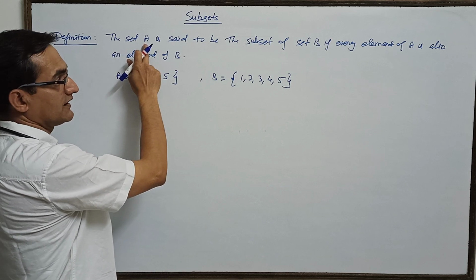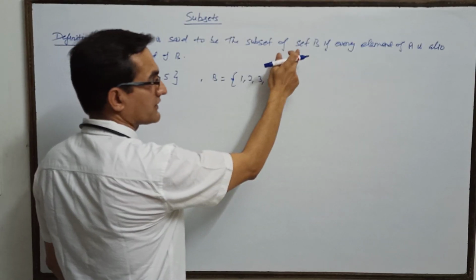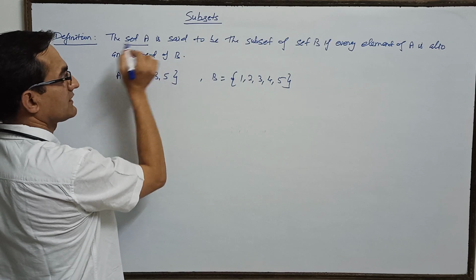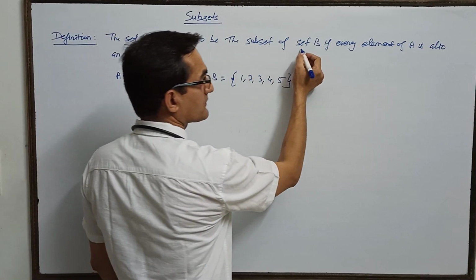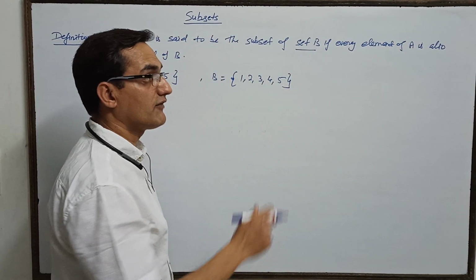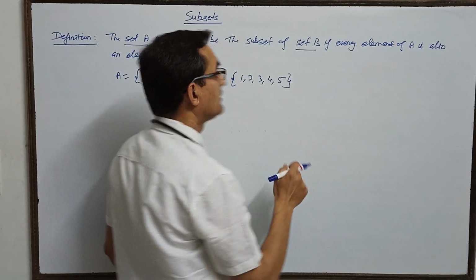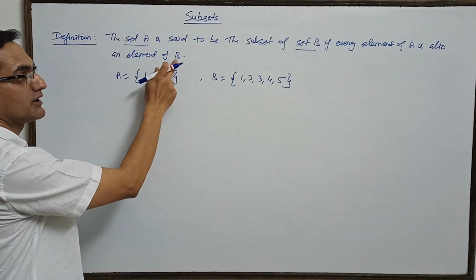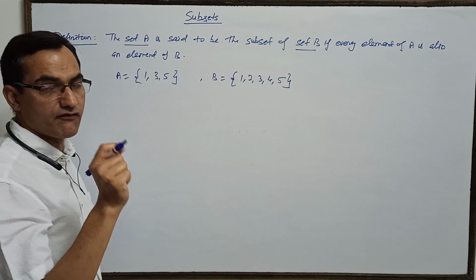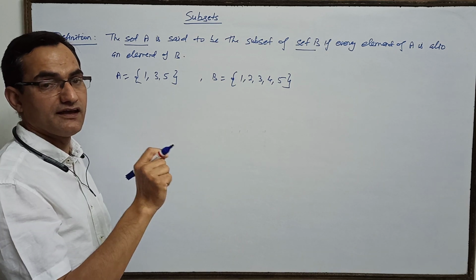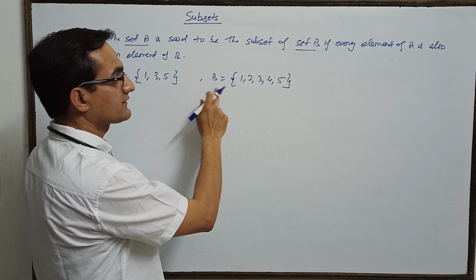The set A is said to be a subset of set B if every element of A is also an element of B. If every element of set A is in set B.